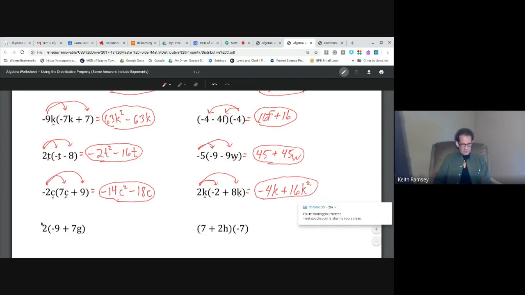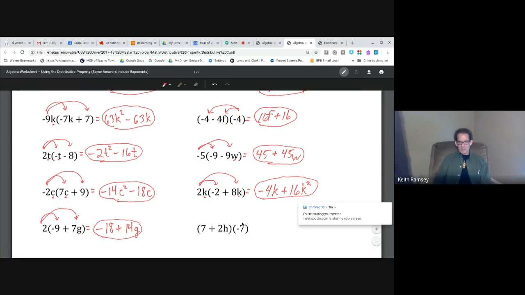Okay, so I have positive 2 times -9. The signs are different, so I have to write a negative sign in front of 18. And then I have positive 2 times positive 7g. So positive times a positive is going to be positive 14. This one doesn't have a g, but this one does. So 14g. And I check for like terms. One has a variable, the g, and the other one doesn't. So I can't combine these. You would say it's simplified at this point.